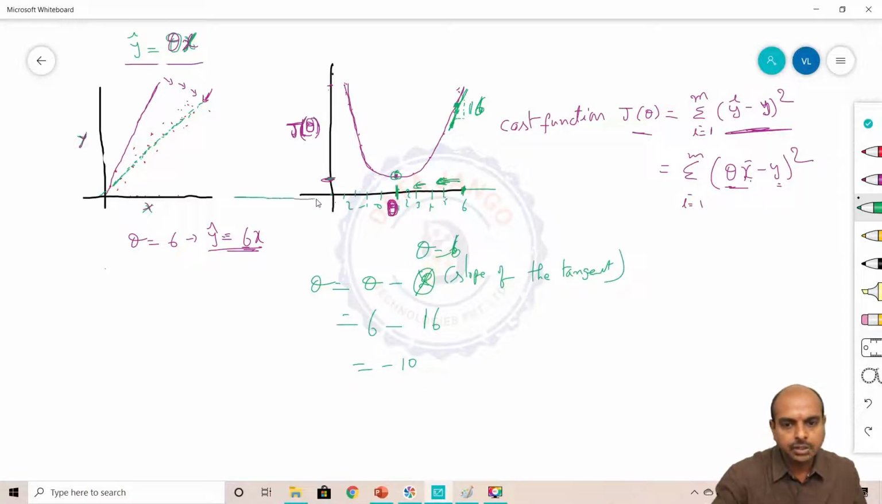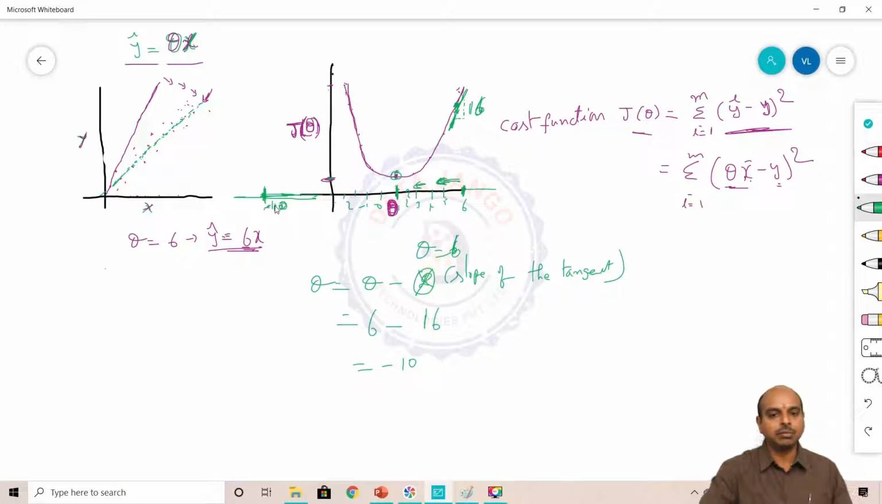Where is minus 10 here? Somewhere out here. So from 6 the theta jumped to minus 10. The next theta actually gave minus 10. This is not what we wanted to do. We wanted to slowly move towards the global minimal theta. Maybe from 6 we may want to come to 5, 5 to 4, 4 to 3. We don't want to jump all the way to minus 10.